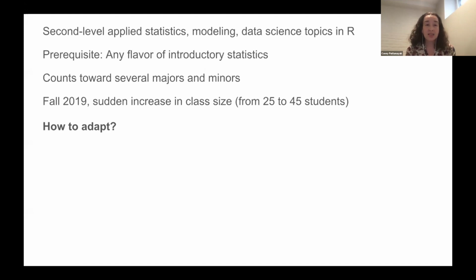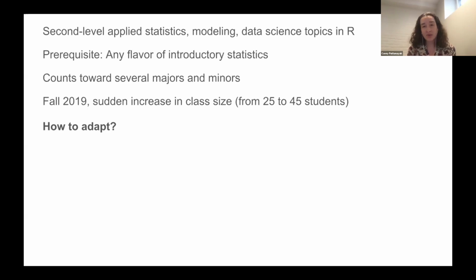The prerequisite is any flavor of intro stats, which has a broad range. Like many colleges, we have intro stats in psych and econ and math and biology, all different departments. So one of the purposes that this course serves is to bring students together from all these different courses that have different emphases and also different levels of statistical insight, and get them all on the same page and teach them R so that they can move on in our statistics sequence. So it's a very diverse class. But it changed a lot in fall 2019.